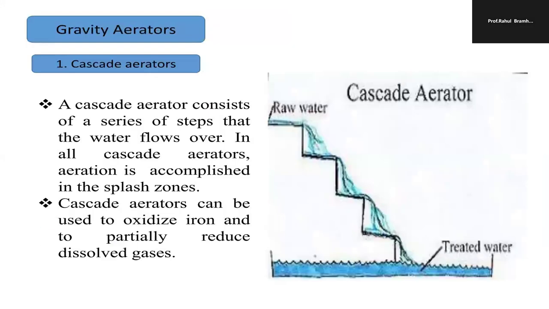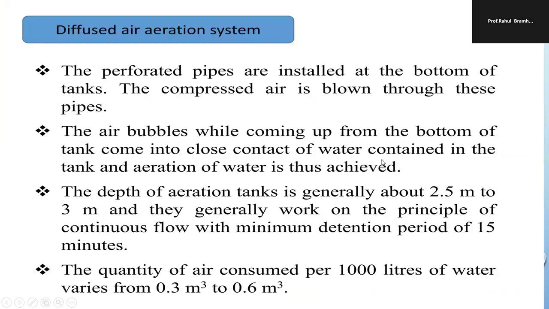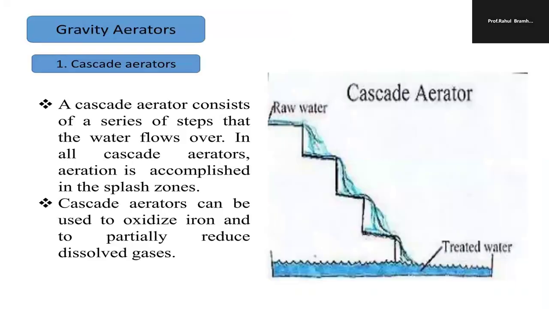In this picture, you can see the air diffusion aerator. In the above, there is a compressor, and the pipe is connected to the compressor and passes through the tank. With the help of that compressor, air is provided through that perforated pipe, and in this way aeration is achieved.